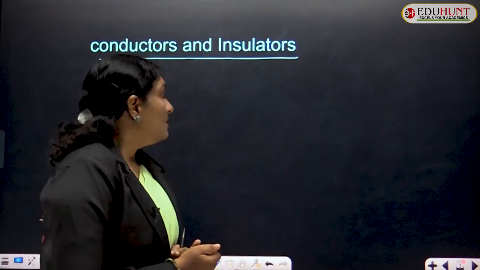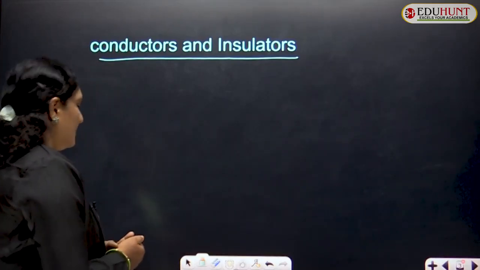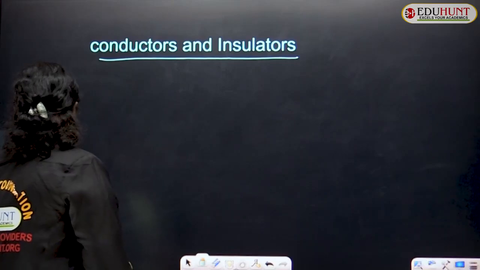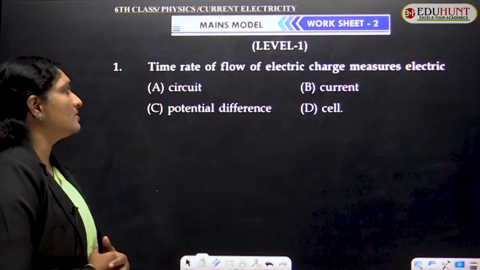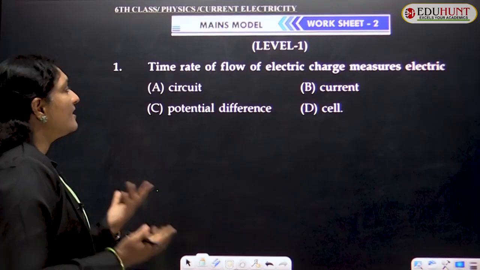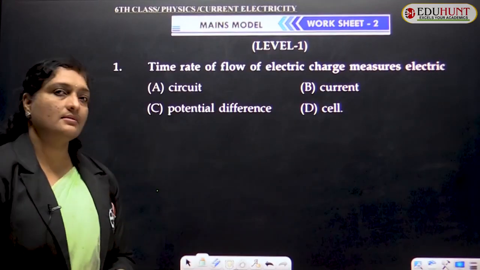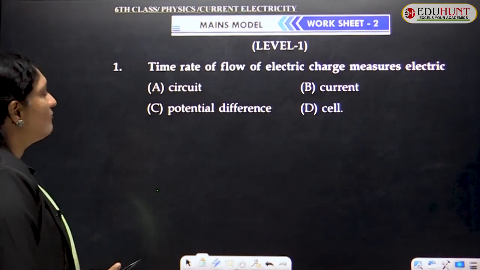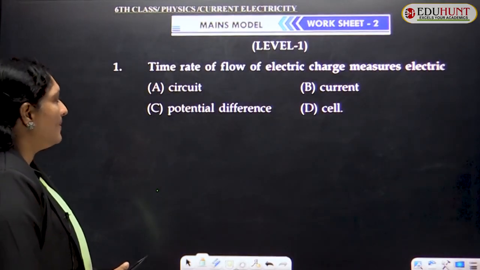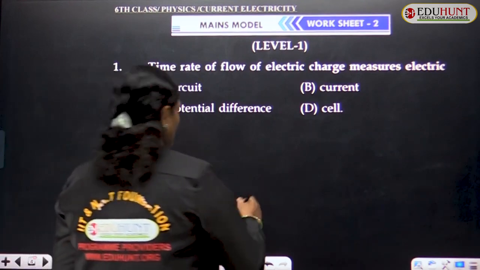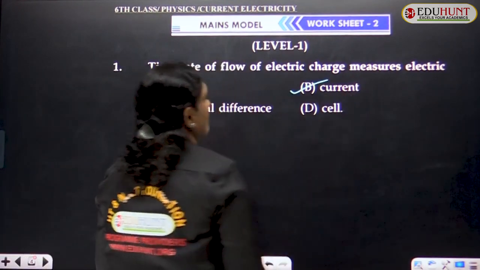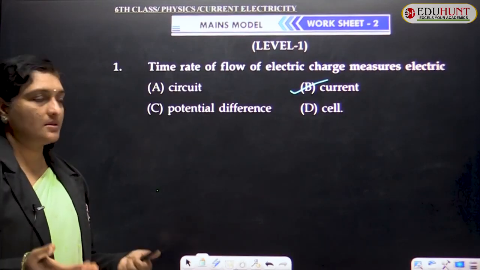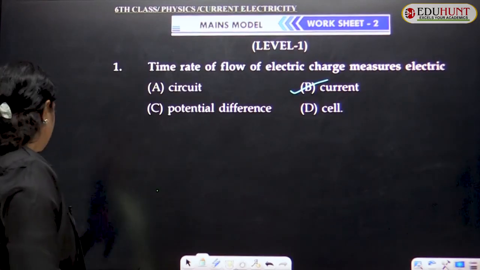So children, let us continue with the numerical part of this exercise. Let us move to the level 1 questions. The rate of flow of electric charge measures electric current, isn't it? So the rate of flow of electric charge measures current. Hence the correct option is option B, that is current. Charge flowing per unit time is called current.